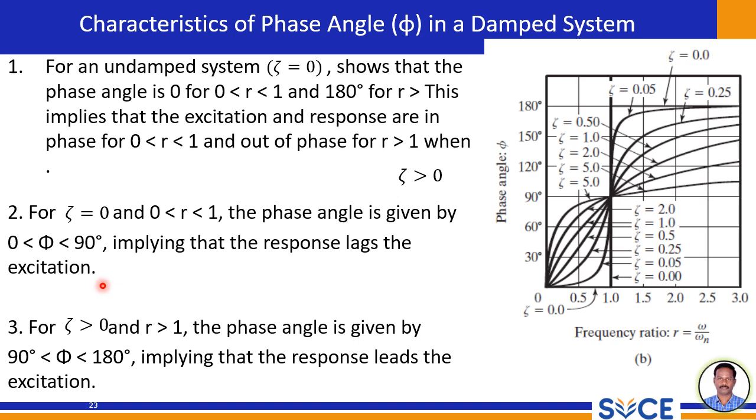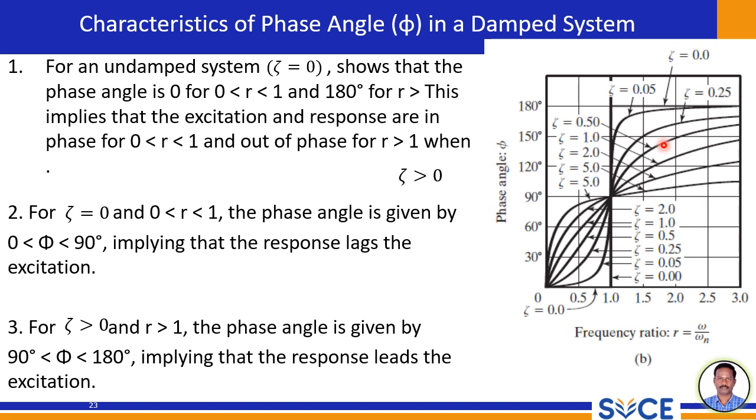This likely means that for an undamped system with R less than 1, the phase angle should be 0 degrees. Moving on to damped systems, when R is greater than or equal to 1, the phase angle is given by 90 to 180 degrees, implying that the response leads the excitation. There are also cases where the response lags the excitation.